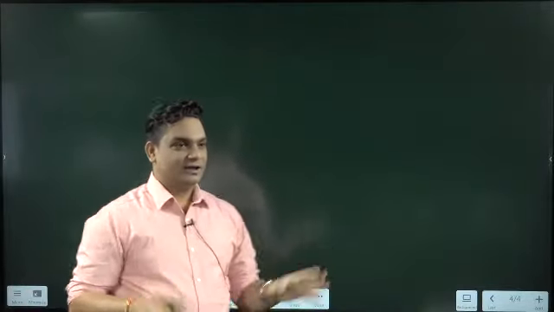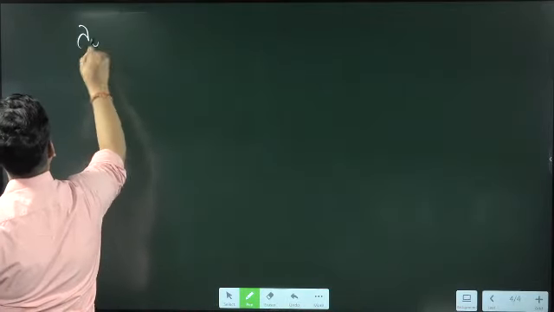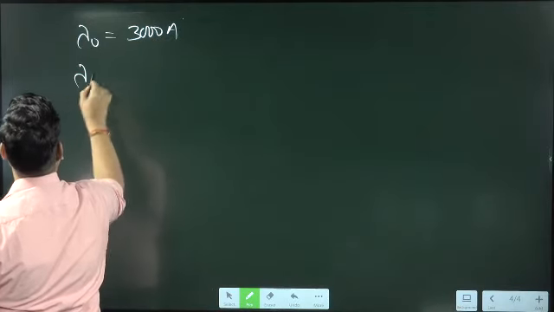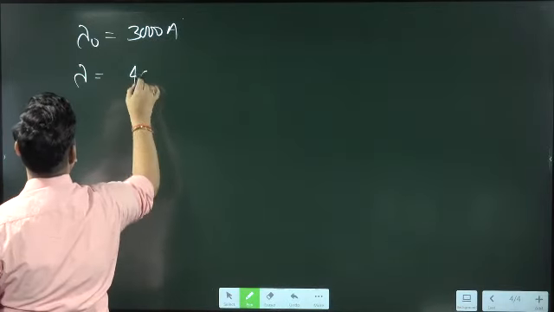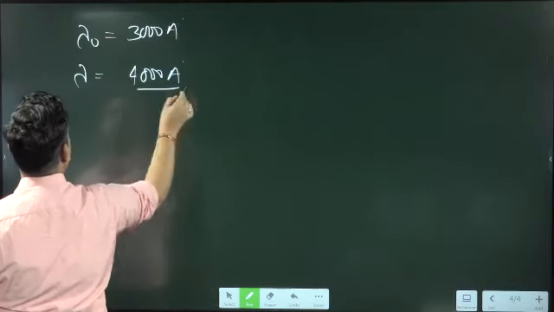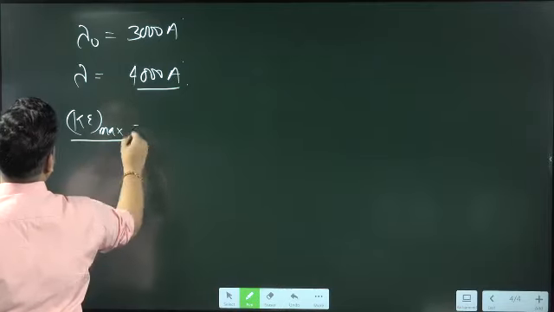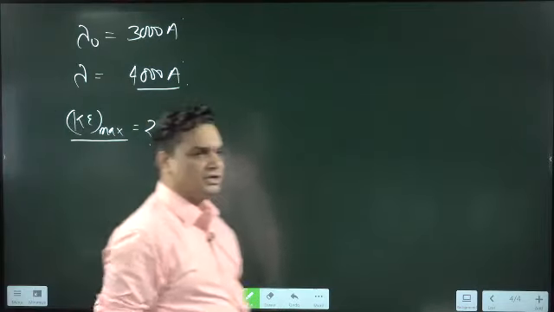Now the next question I will take is like this: your threshold wavelength is 3000 angstrom and your lambda is, suppose, 4000 angstrom incident. What will be your KE max, or stopping point? This is a very basic question.